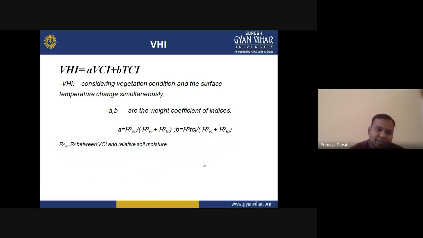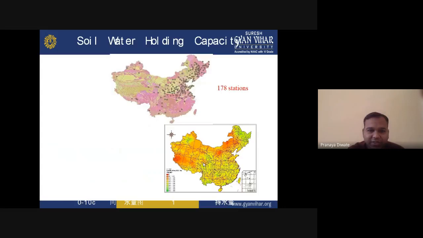Then you have a VHI. VHI considers vegetation condition and surface temperature change simultaneously. So you know the VCI, which we already calculated. Then you have a TCI. The addition of this VCI and the TCI, with the weight coefficient of these indices, is known as the calculation of the VHI.